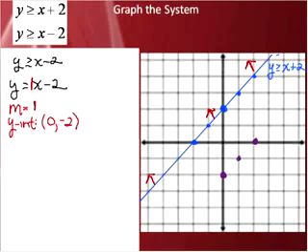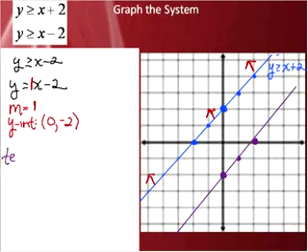So again, check to see if it's solid or dashed. It's going to be a solid line because of the greater than or equal to. And it looks like this. These are actually parallel lines because they have the same slope. Now I need to see which side of this line I need to shade.